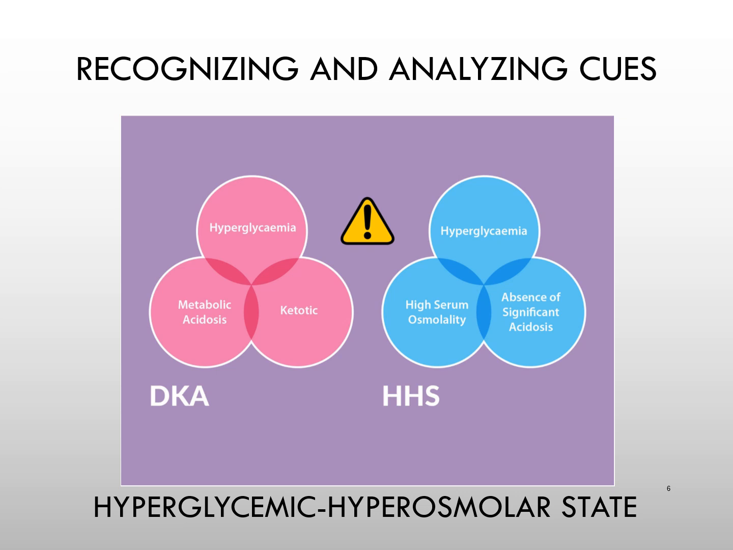These clients may have confusion to a coma. They may also experience seizures and reversible paralysis due to that high serum osmolarity over 350.